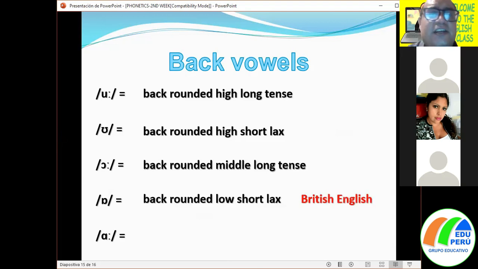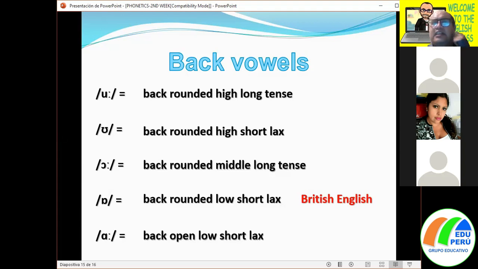Remember that this symbol is used most in British English. In American English, you're not going to find the symbol. In American, they use a vowel that is more at the center, not so back, and rounded. They don't have a back rounded vowel. In British, we have the back rounded low short lax. And the other is back, open, low, short, lax.